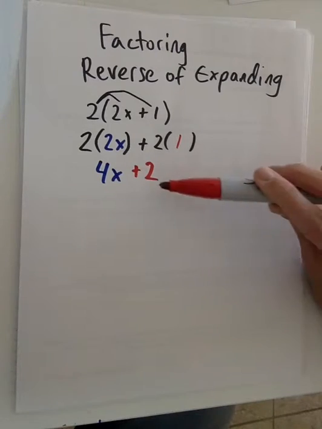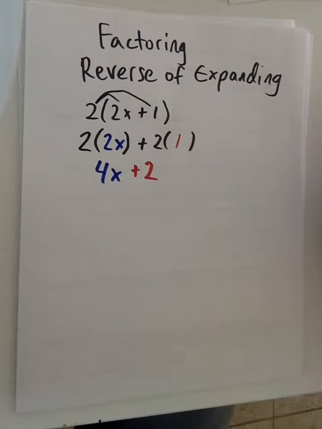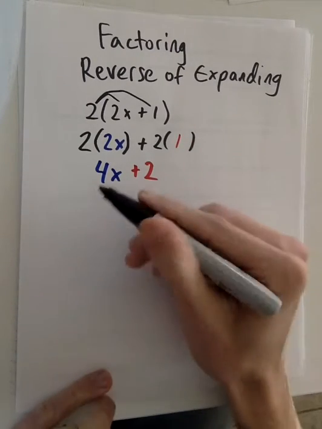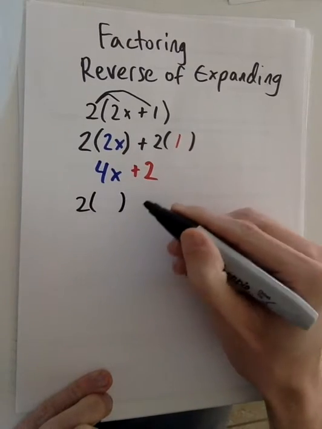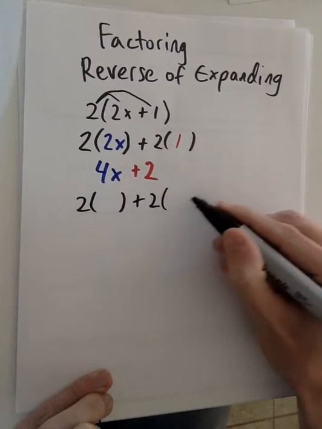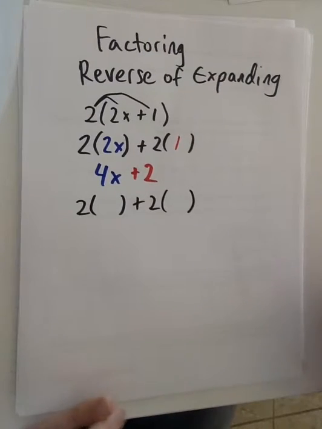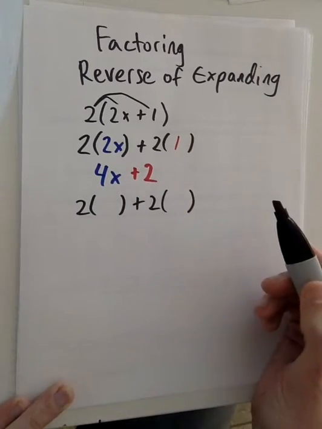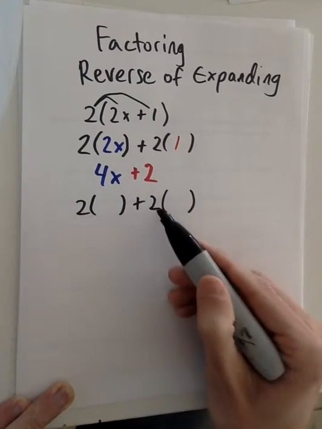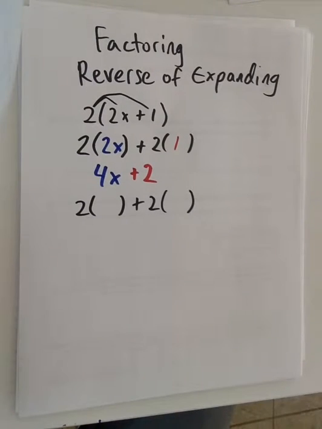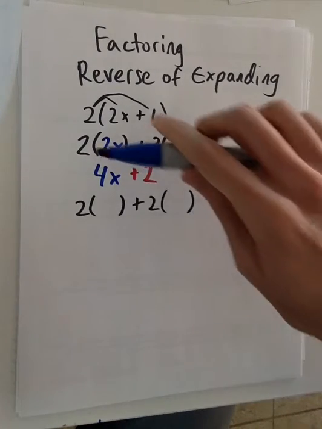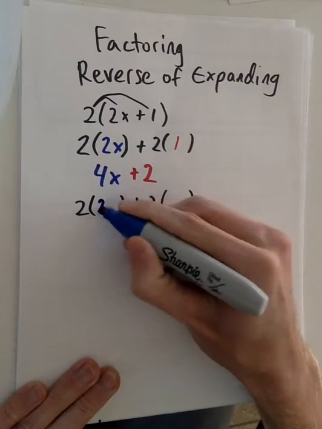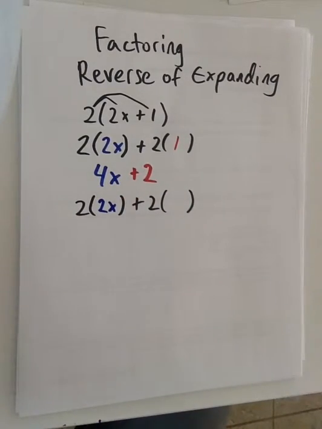So now if we're going to do that in reverse, which is what factoring is, we're going to start by moving back to this step. And the reason that works, 2 times the first term plus 2 times the second, is because 2 is a common factor of both of these terms. 2 times something could be 4x, and 2 times something could be 2. And that something, as we can see because we're reversing this process, in this case will be 2x, and in this case 2 times what would be 2? That would have to be 1.